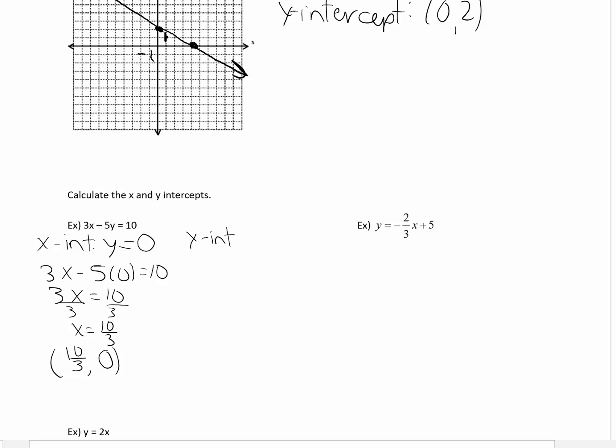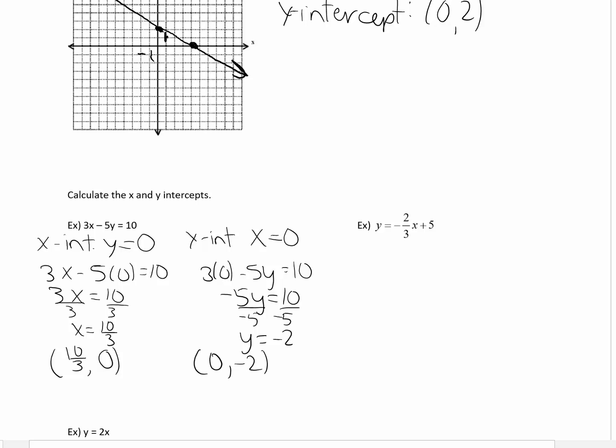The y-intercept, x is 0. So here we have negative 5y is equal to 10. Divide by negative 5. And y is negative 2. So as an ordered pair, it is (0, -2).